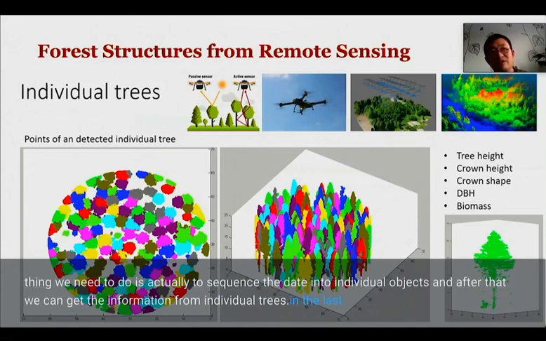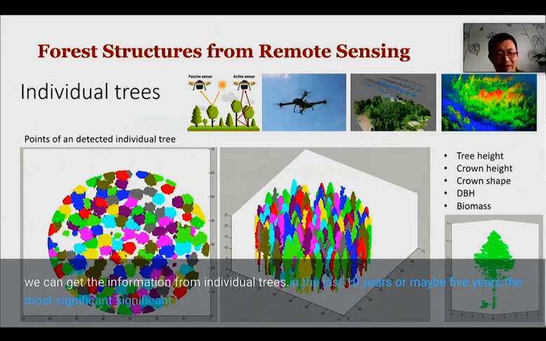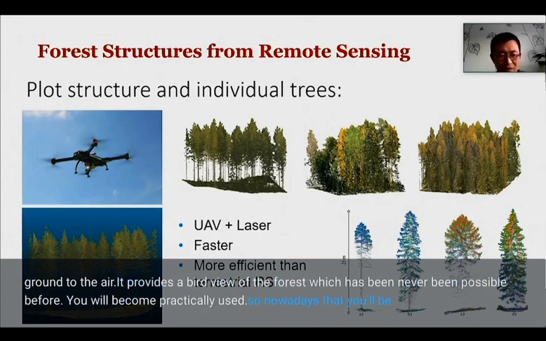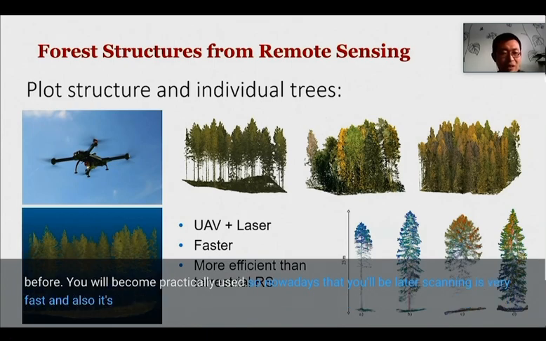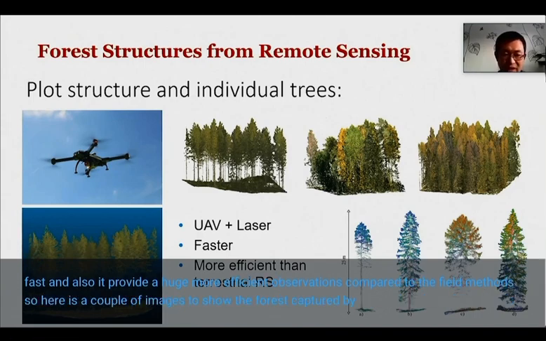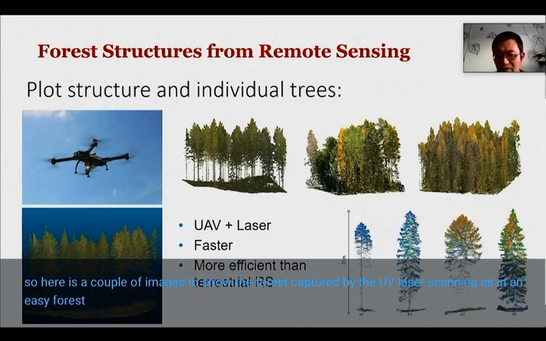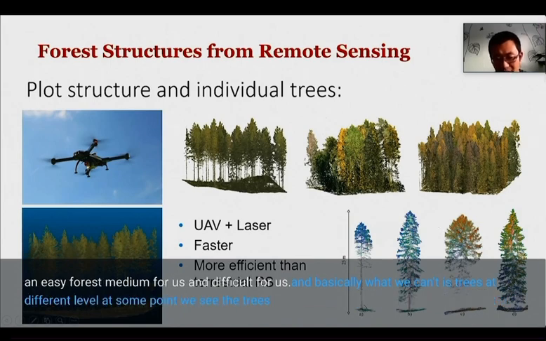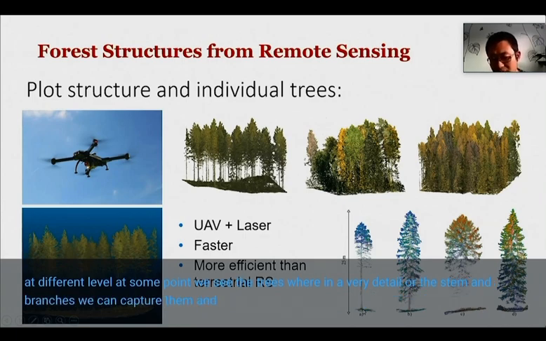In the last 10 years, or maybe 5 years, the most significant progress is UAV laser scanning. It moved observations from the ground to the air and provided a bird's-eye view of the forest, which was never possible before UAVs came into practical use. UAV laser scanning is very fast and provides far more efficient observations compared to field methods. Here are a couple of images of forests captured by UAV laser scanning, in easy, medium, and difficult forests. At some points we see the trees in great detail, all the stems and branches. At other points we only see the upper part of the tree crowns and miss the lower part of the trees.